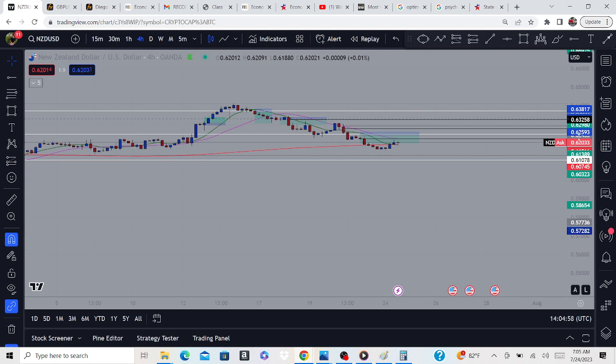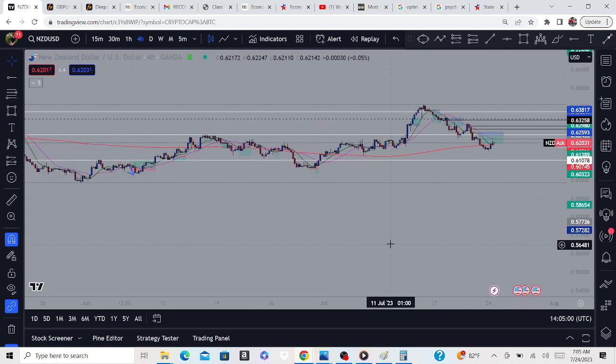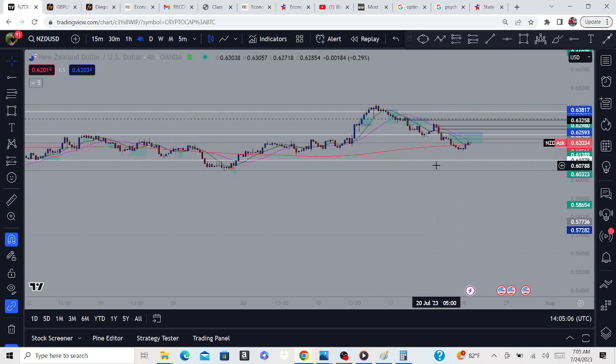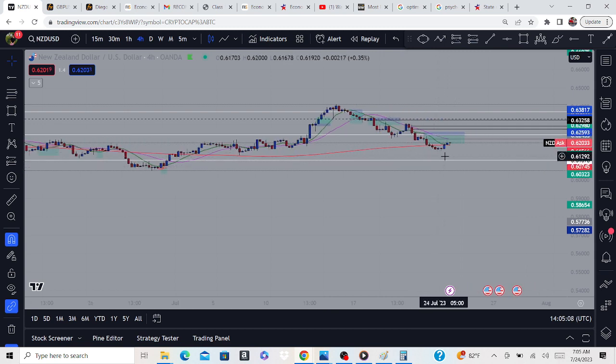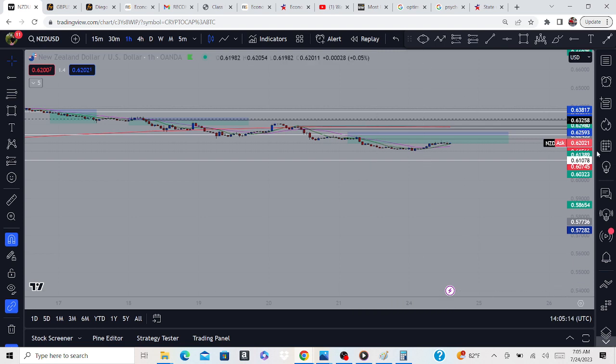If we jump to the 4-hour chart, we can identify that the same resistance and support are being used. Now we see a minor supply zone right here, but if we jump to a lower time frame, we can identify that even better.